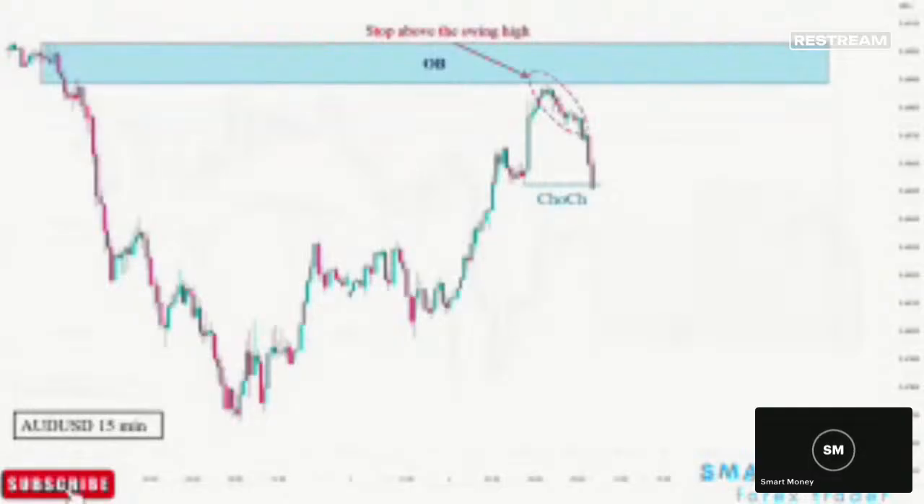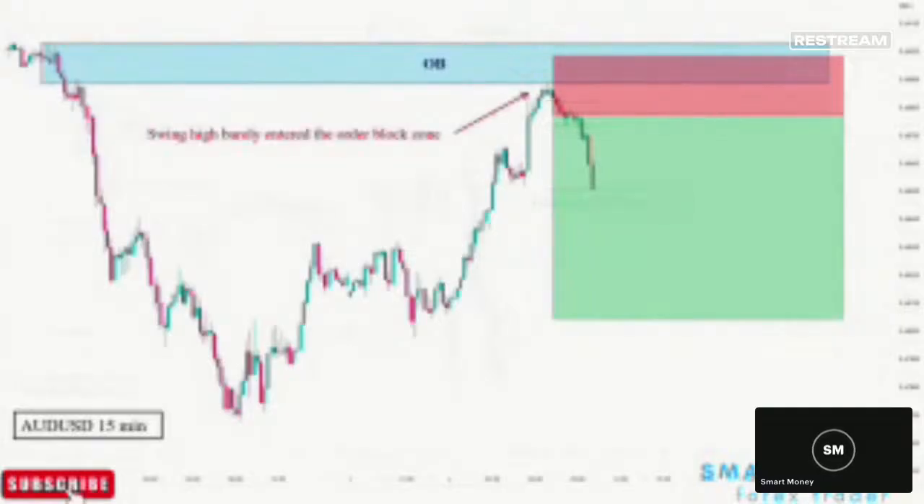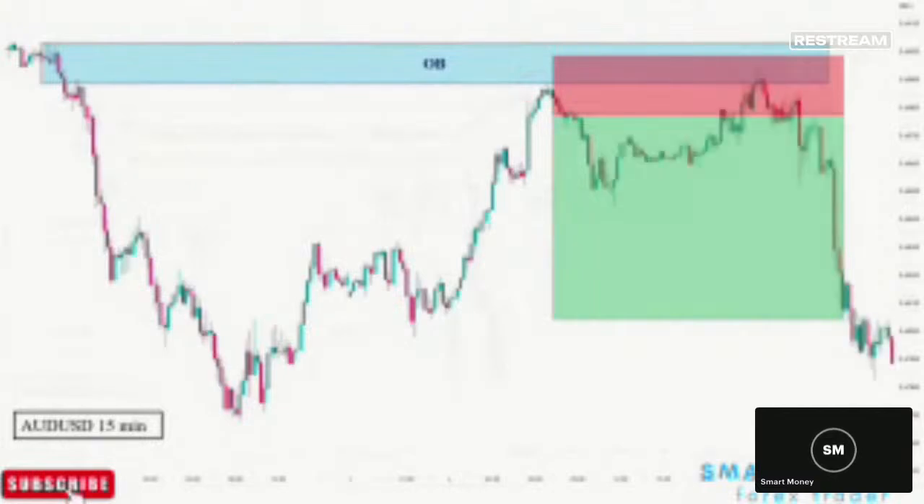We enter the market with retracement levels. We open Fibonacci retracement and place the sell order precisely in the middle of the 618 and 786 levels. We want our stop loss wider this time because we are early sellers, since the swing high barely touched the 4 hours order block. Usually the market likes to hunt the stop loss of early sellers.